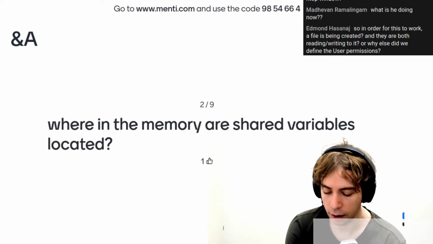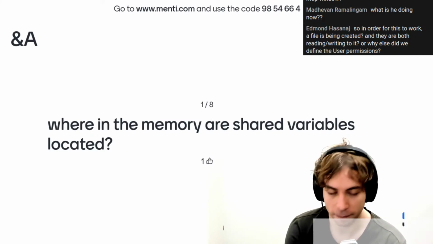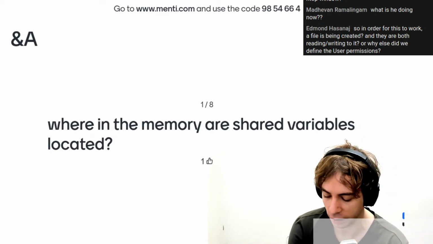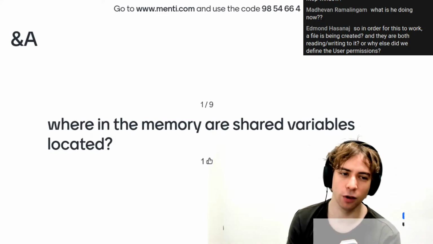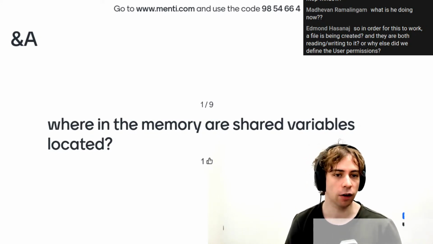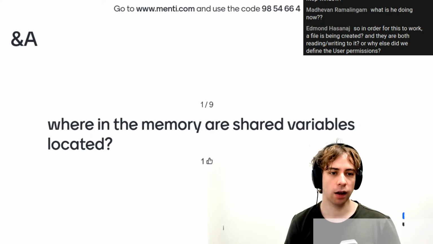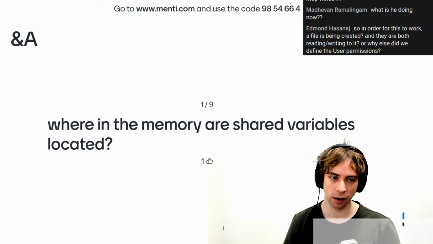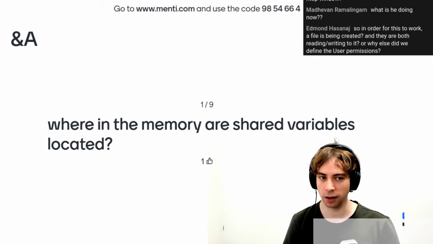Where in the memory are shared variables located? Good question. I think this question is also part of A3. You can try this. You can just create shared memory objects and look at the addresses, and you will see where they are located, in which range. We've already heard a few times whether shared memory is allocated on the stack. It's not allocated on the stack. Take a look at the addresses, and even if you see the addresses, it's not allocated on the stack.